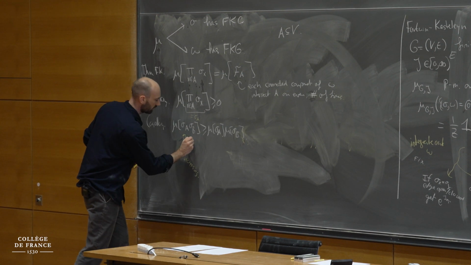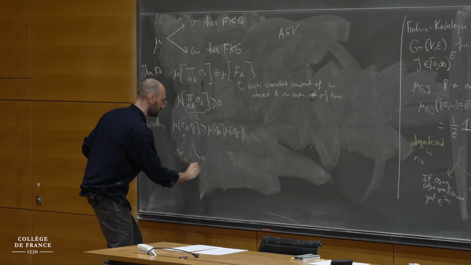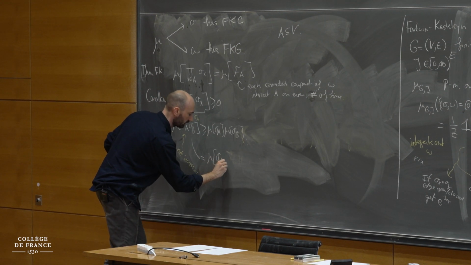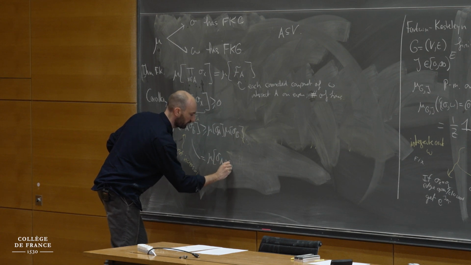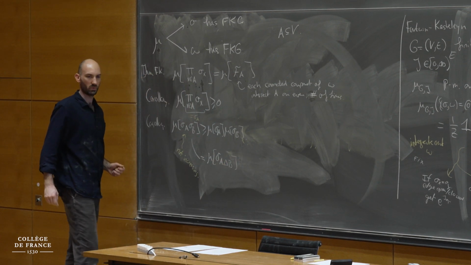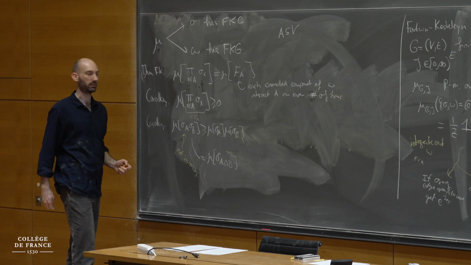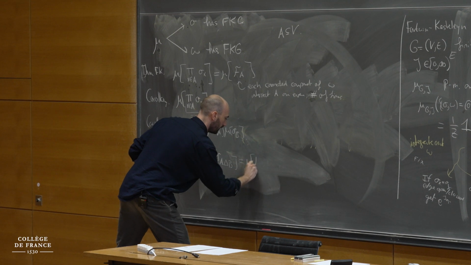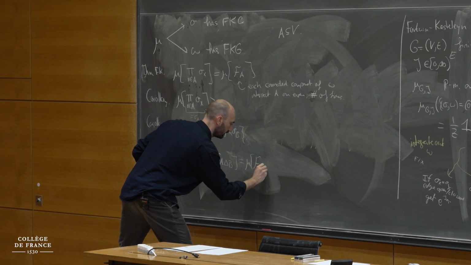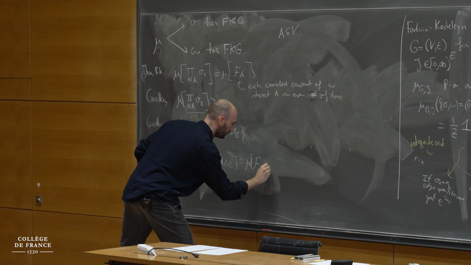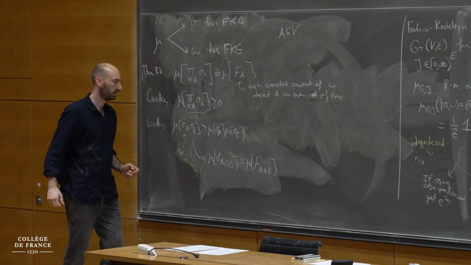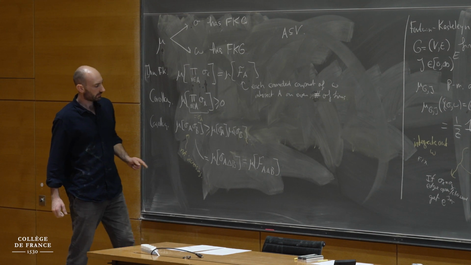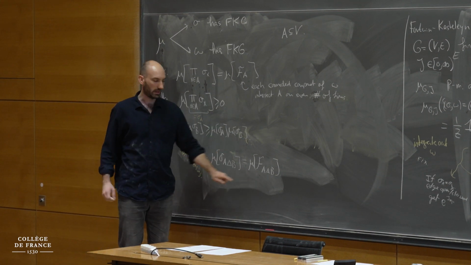But this is equal to mu of sigma_{A symmetric difference B}. Right? Because if we do the same spin twice, we just always get 1. This is equal to mu of the event F_{A delta B}. Now, in fact, this event is increasing.